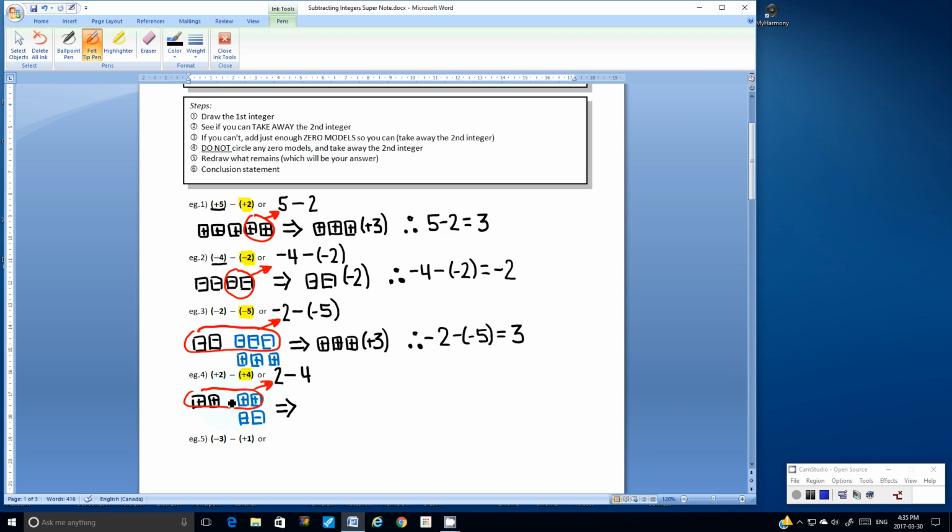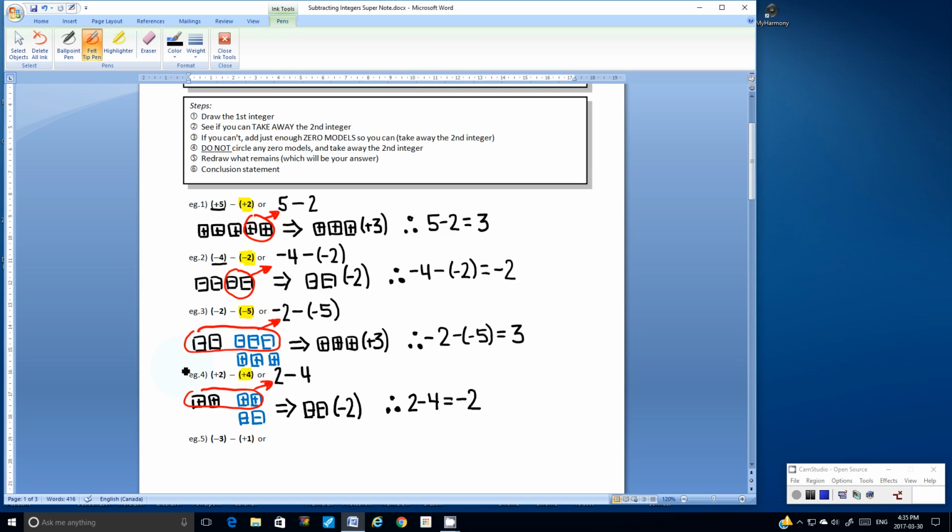So once we take away the second integer, let's draw what's left. What's left is 2 negatives. Okay, all right. Let's write our integer answer below it or beside it. I've got negative 2. And let's write our therefore statement. Remember, our question in standard form was 2 minus 4 equals, and then let's look at our integer answer of negative 2, no brackets, negative 2.